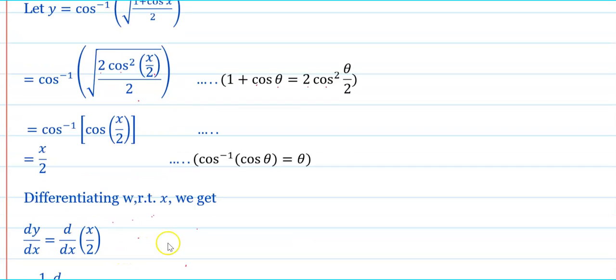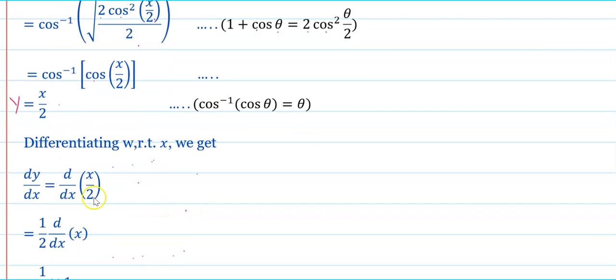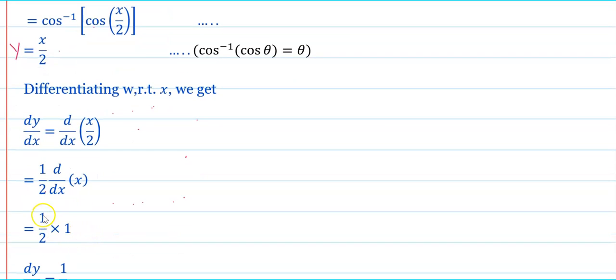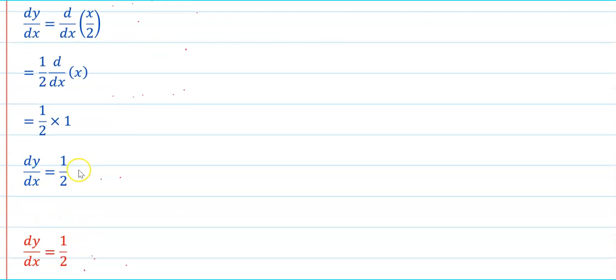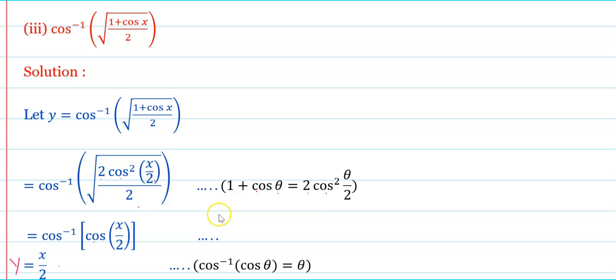Okay. Now next, cos inverse of cos theta means theta. Similarly here, cos inverse of cos of x by 2 is x by 2. Now here you have y is equal to x by 2. Differentiate this with respect to x. Then you will get dy by dx is equal to d/dx of x upon 2. Again 1 upon 2 is a constant into d/dx of x. Derivative of x is 1. And 1 upon 2 into 1. And hence dy by dx is equal to 1 upon 2. And hence the answer is 1 by 2.